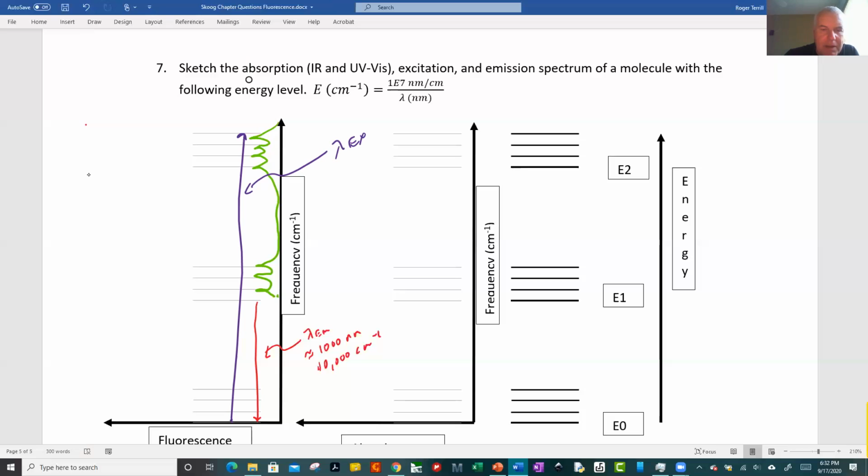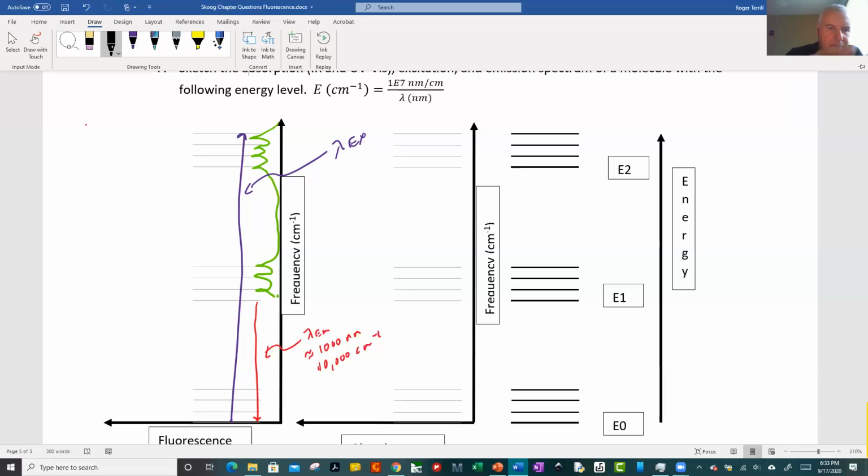Then we're going to look at lambda EM. That's an interesting new frequencies, right? So here's where it gets kind of interesting, right? Now, what happens to this molecule after it goes to this level here?